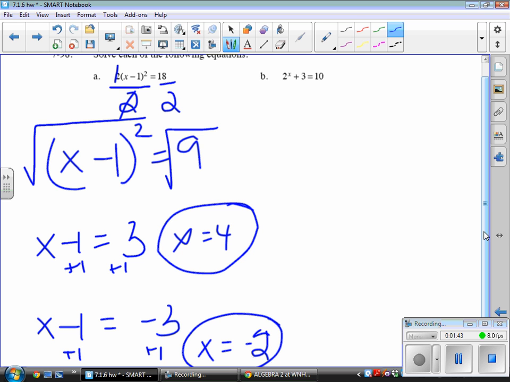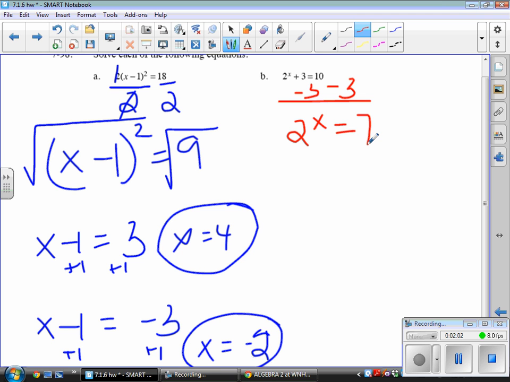Okay? Part B, I have an exponent that is a variable. That should clue you into you're going to do something with logarithms. But I need the 2 to the x to be by itself first. So I'm going to subtract 3 from both sides. So I'll have 2 to the x equals 7. Okay, now it's by itself.